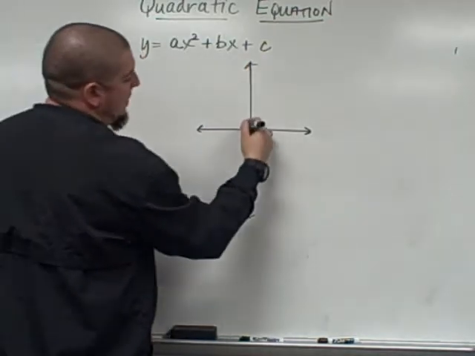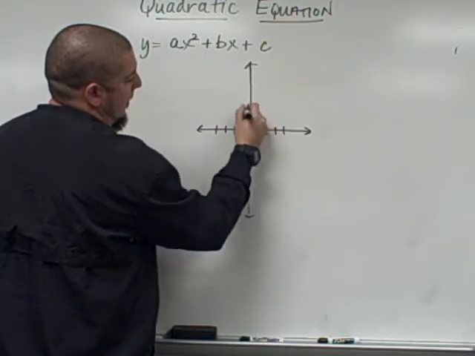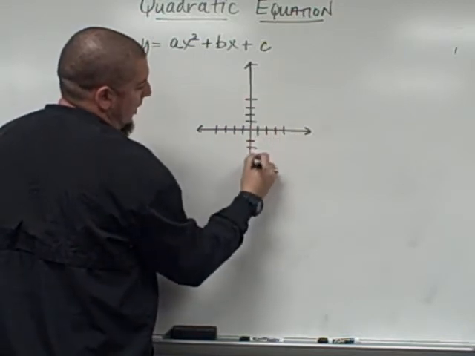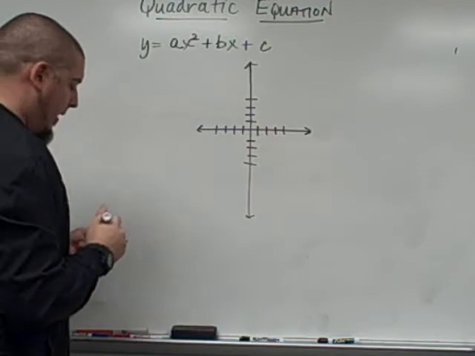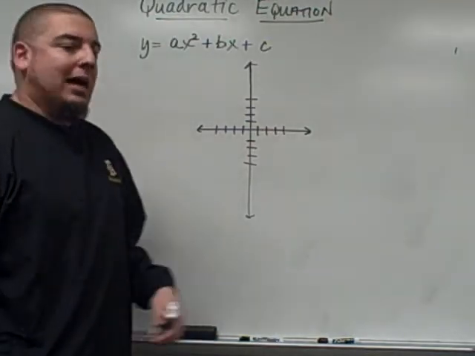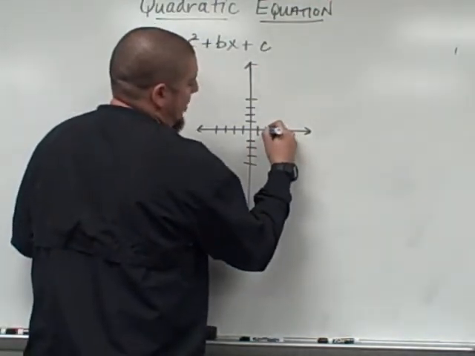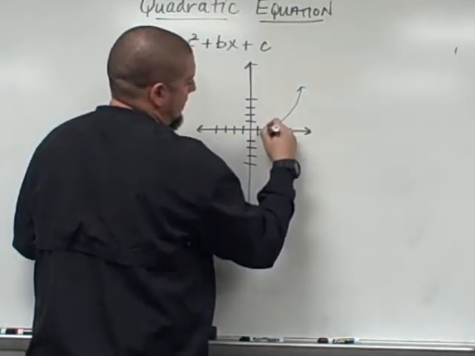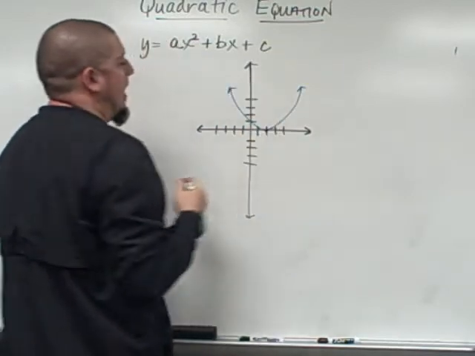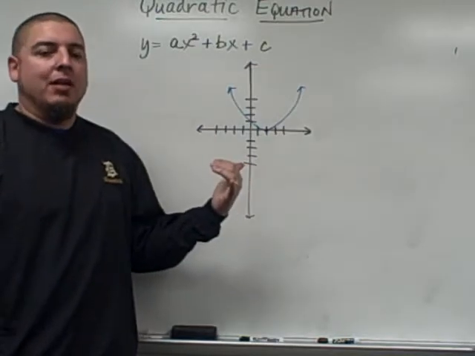I'm going to go ahead and give this a regular graph. I've so far shown you only graphs that are on the y-axis. Sometimes they're not going to be on the y-axis. Let's say I have a graph right here. What can you tell me right now based on looking at that graph?